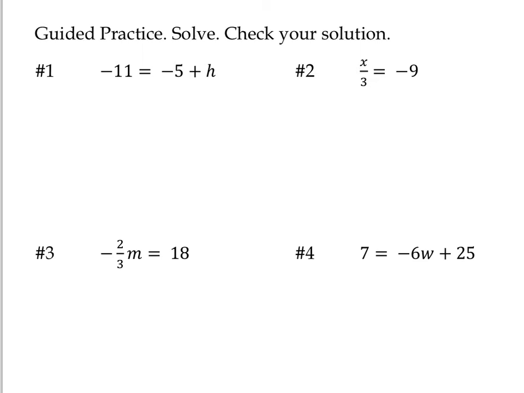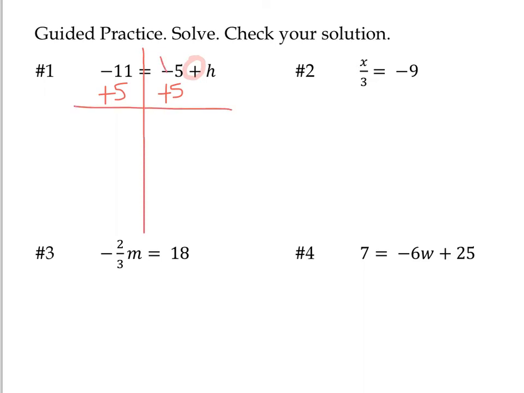We've got negative 11 equals negative 5 plus h. So we want to look at the variable on the right side of that equation. And just because we see a plus sign here, that does not mean that we're going to subtract on both sides. We want to undo and do the inverse of the negative 5. So we're going to add 5 to both sides. Make sure it's on both sides of the equation. If it helps, draw a line right down the middle and keep it balanced on both sides of that.